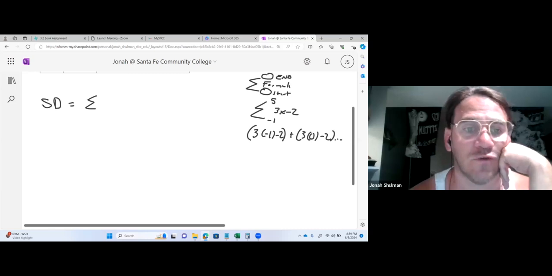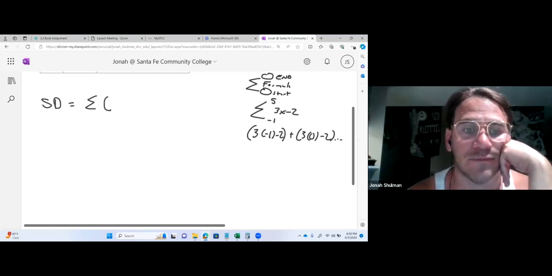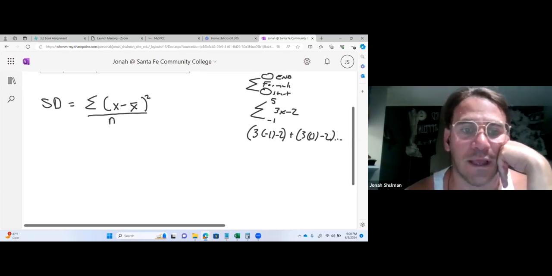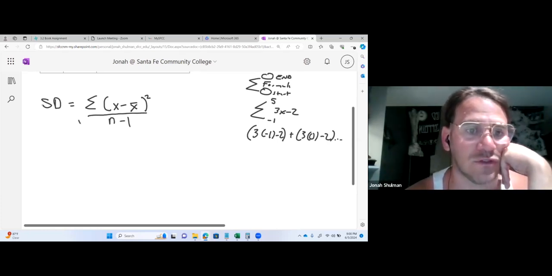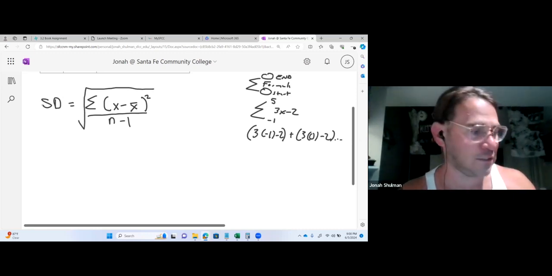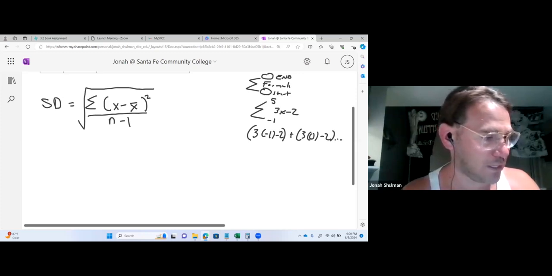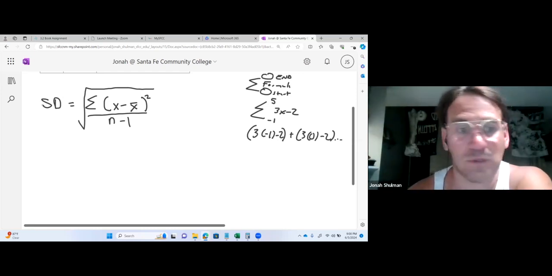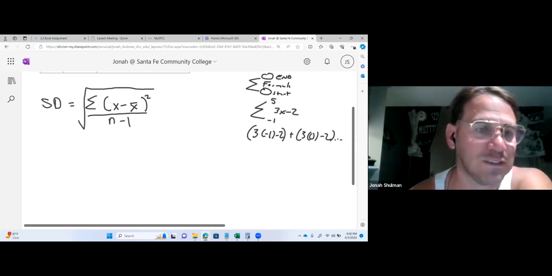So let's keep going with the formula. It's going to be the summation of x minus x bar. Then we're going to square this. We're going to divide this all by n minus 1. And then we're going to take the square root of the entire thing. Now, each one of these moves has a meaning. Each one of these things means something. And I'm going to show you what each part means as we go through it. So here we go. I'm going to make up some numbers. So this is for a sample.